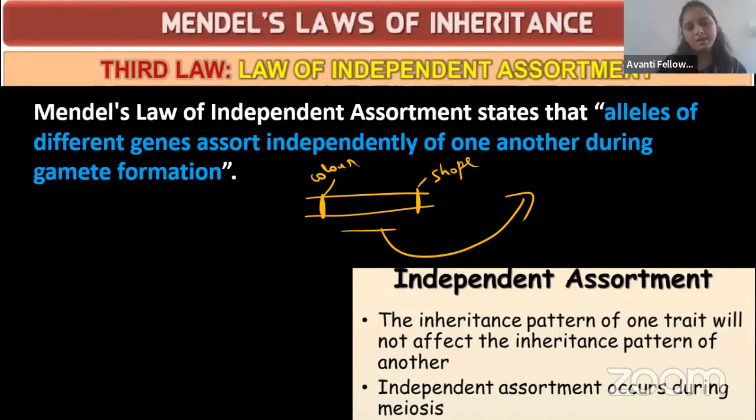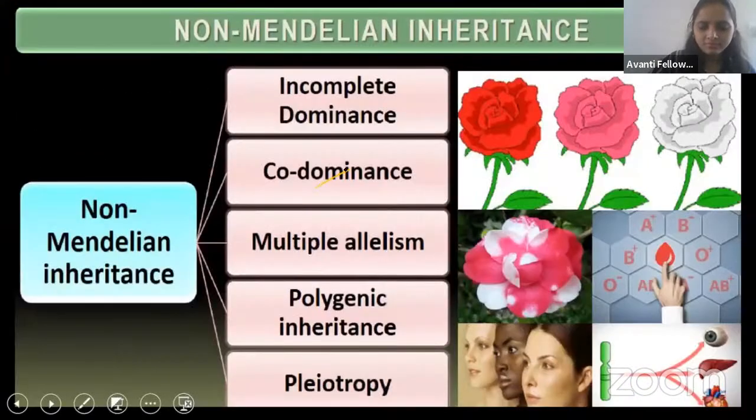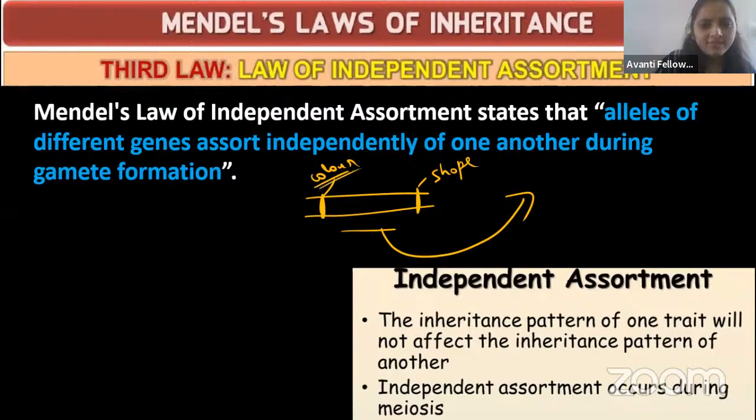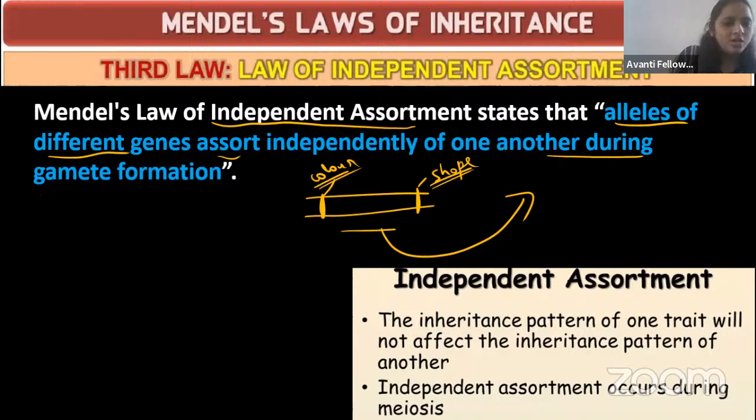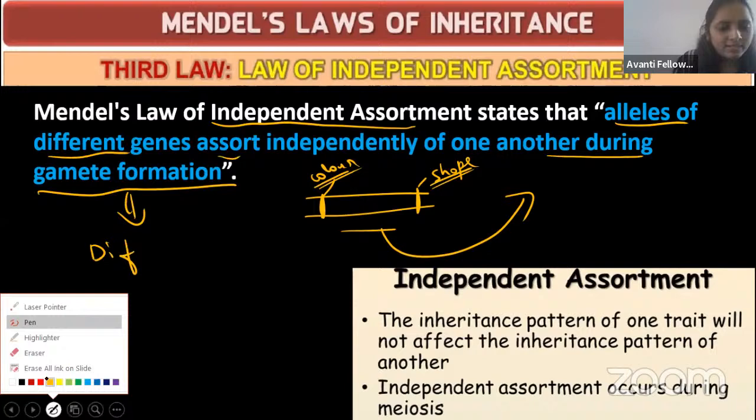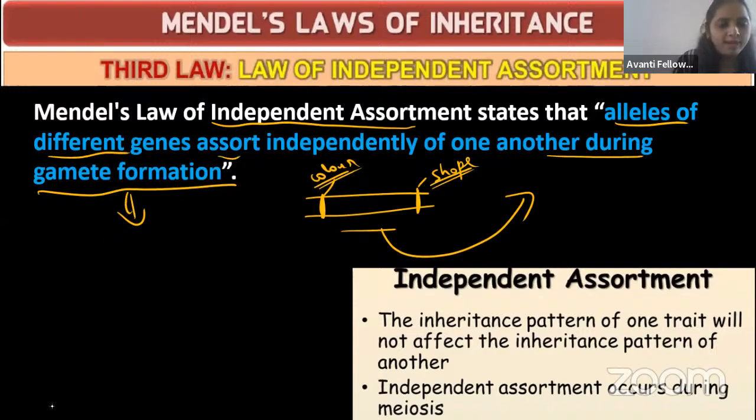So that is the same thing happening here. The color is in a different gene, whereas the shape is in a different gene. So they will assort independently. Okay, guys, that is only what Mendel is telling here. Mendel's law of independent assortment states that the alleles of different genes assort independently of one another during the gamete formation. Remember always, when the distance between these two genes is very large, at that time only independent assortment is possible, guys.